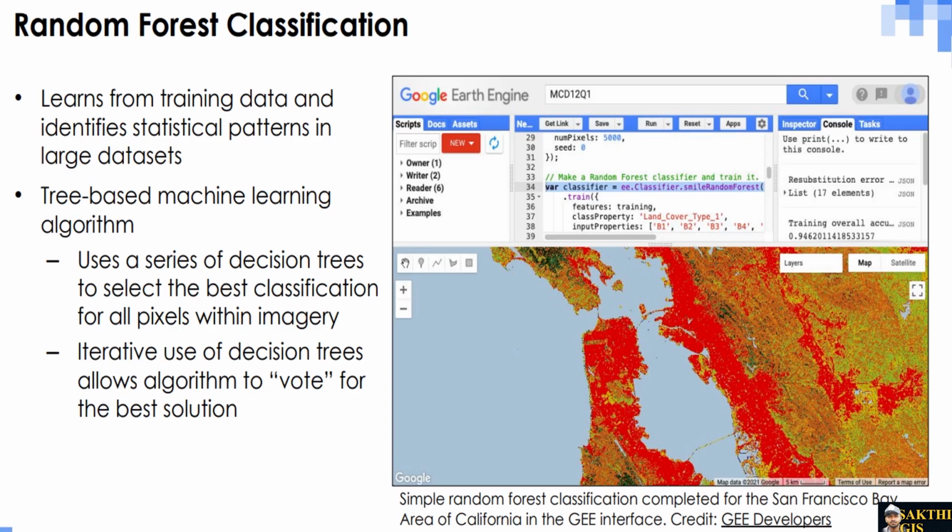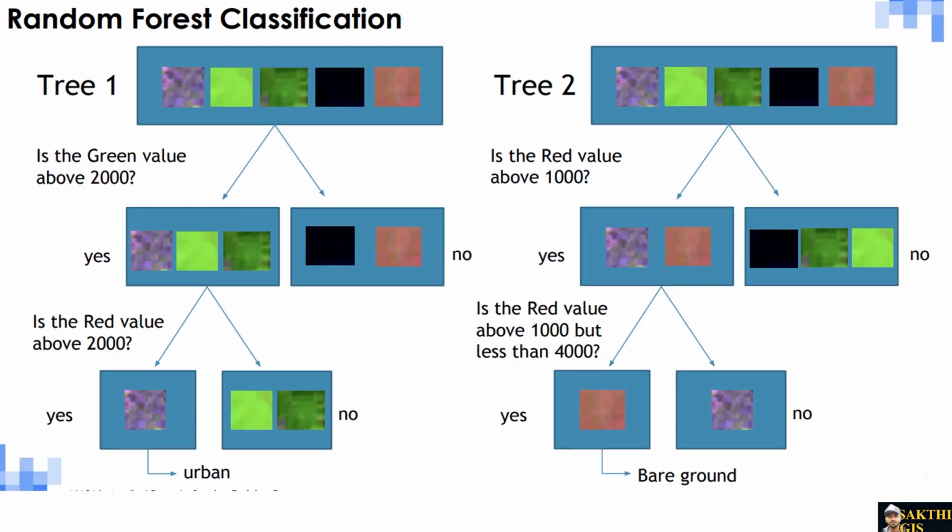The random forest classification algorithm is widely used for classification purposes. It is a tree-based machine learning algorithm. It uses a series of decision trees to select the best classification for all pixels within that imagery. Initially, we will define the number of trees we are going to apply for this algorithm.